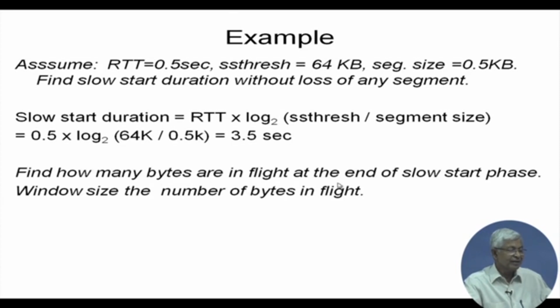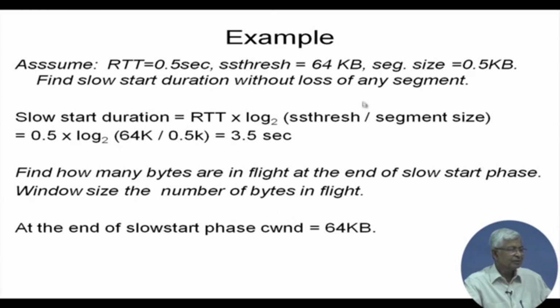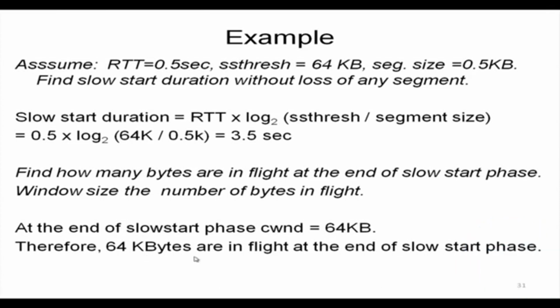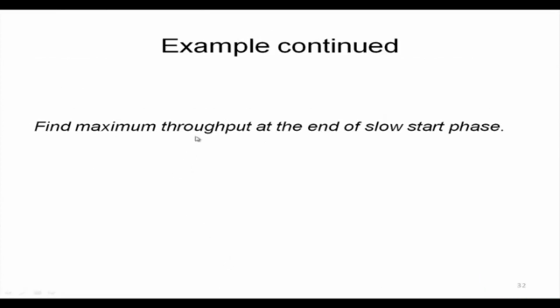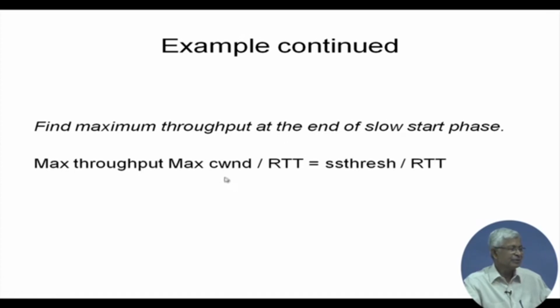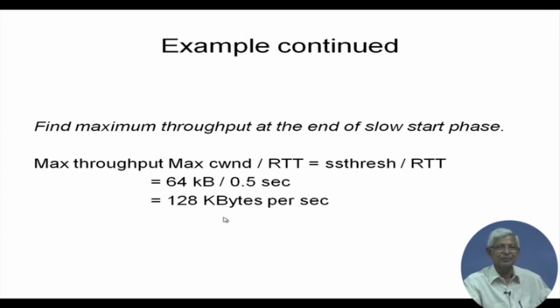Find how many bytes are in flight at the end of the slow start phase. The window size is the number of bytes in flight. Since we are reaching the SS threshold level, at the end of the slow start phase it is 64 kilobytes, which is the specified SS threshold. Therefore, 64 kilobytes are in flight at the end of the slow start phase. And find the maximum throughput at the end of the slow start phase, when it reaches the SS threshold. The maximum throughput is the maximum CWND by RTT, SS threshold by RTT, which is 64 kilobytes by 0.5 second, which is 128 kilobytes per second. After that, the congestion avoidance phase starts.